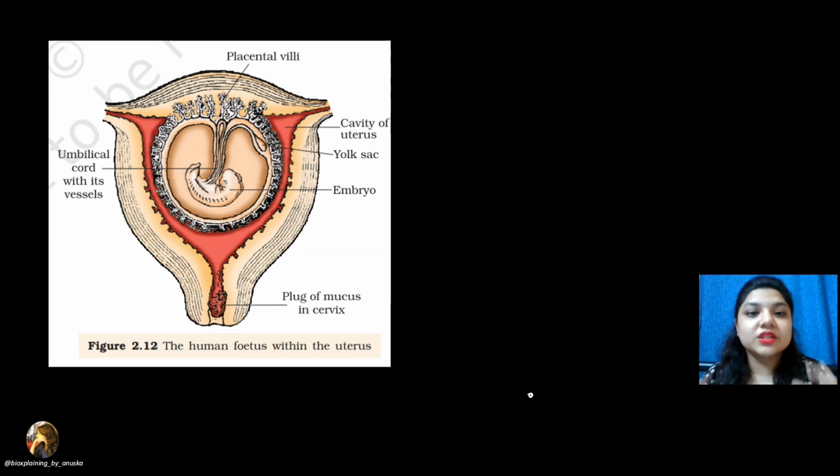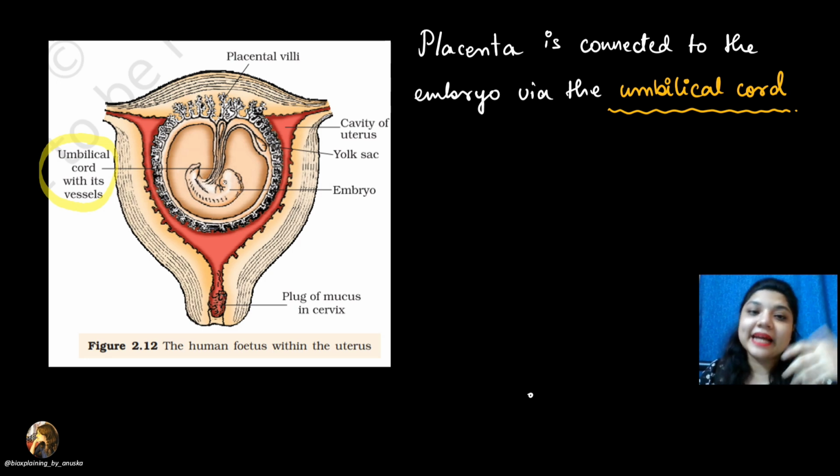The placenta also has a few other functions. We'll look into that. What we just saw, if you look into this diagram, you'll find that the placenta is present, basically connecting the embryo with its mother. If you properly look into the diagram, you'll be able to figure out the umbilical cord. So what is the umbilical cord? The placenta is connected to the embryo via the umbilical cord, this part that I've highlighted in yellow right now.